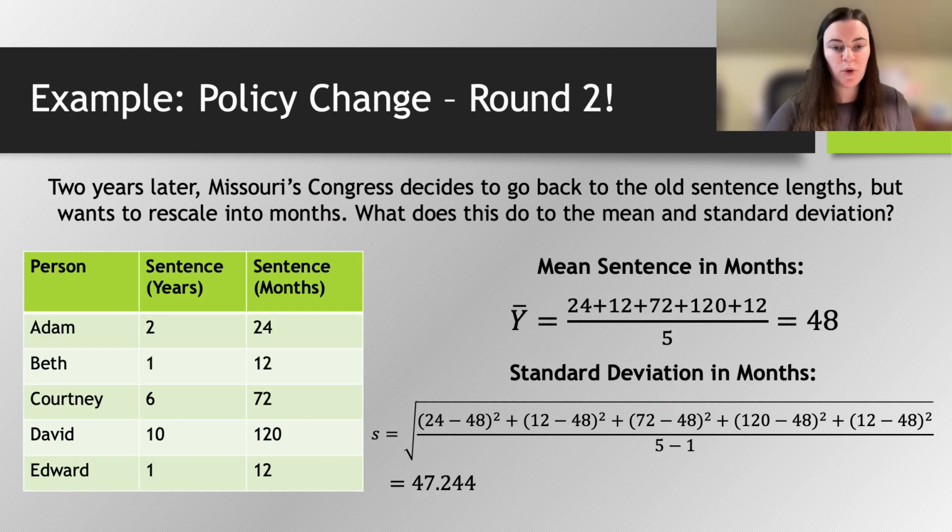So keeping in mind what our new mean is, which in this case again is 48 months, which is the same thing as 4 years, we're just scaling it differently. You may have noticed, and if we do the math here on my standard deviation, that the standard deviation has increased also by a factor of 12. And so why is that?